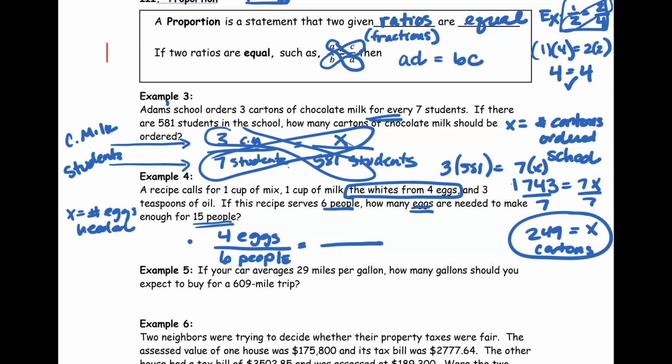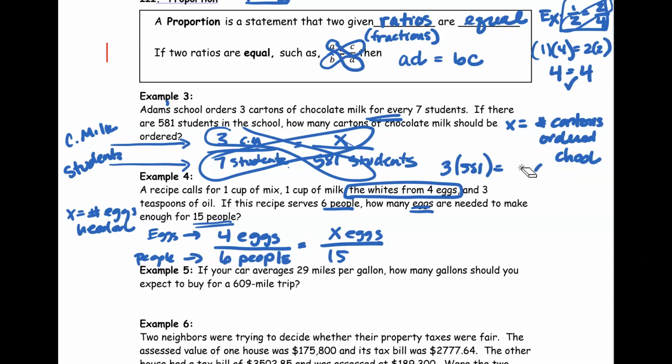And then I'm going to be consistent. I decided to put eggs on top. So I'm going to keep eggs on top the whole time, and I'm going to keep people on the bottom the whole time. And I don't have to do it this way. I could have flipped it around and done people on the top, eggs on the bottom. It doesn't matter as long as you're consistent. So I want to know how many eggs do I need for 15 people. This is a great problem because if you do any type of cooking, you probably run into this all the time. And now we're lucky we've got websites where we can just change the number of people, but this comes in handy. So 15 people.